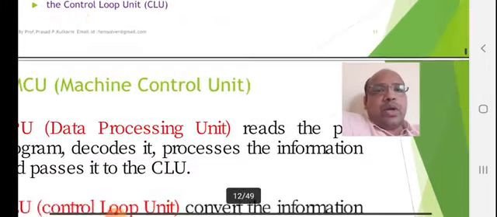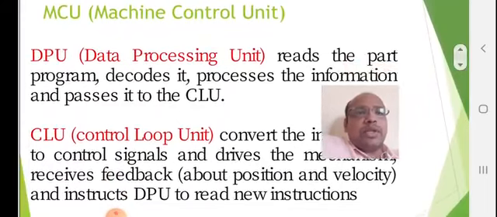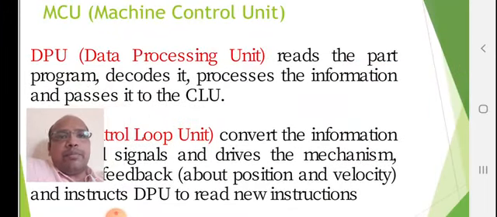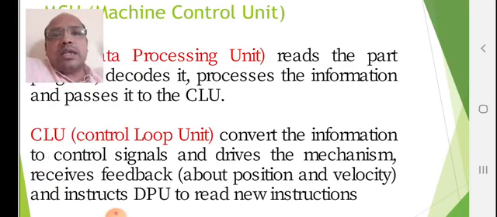So DPU, what is its function? The data processing unit reads a part program, decodes it, which means it releases the instructions given in the part program, then processes that information and passes it to the CLU. Now what is this CLU?